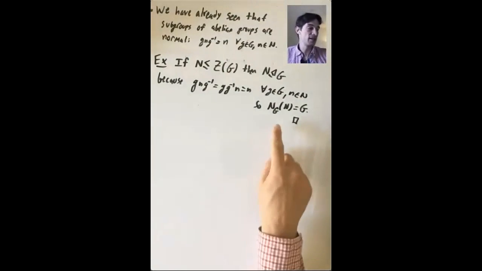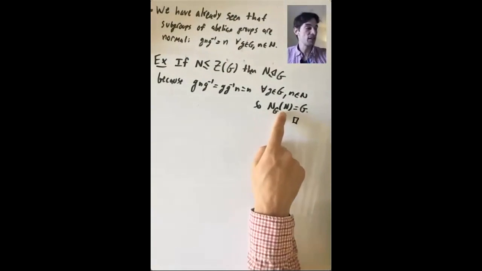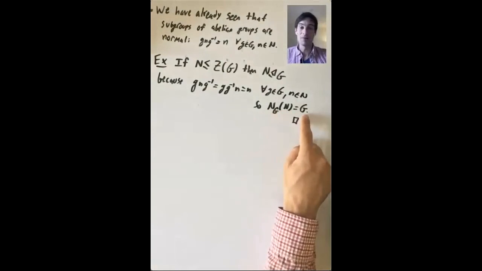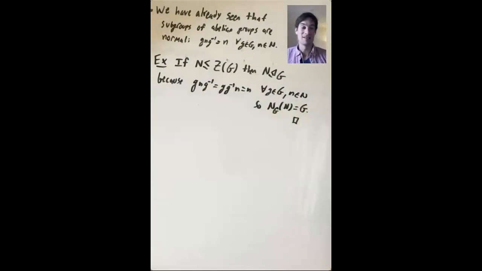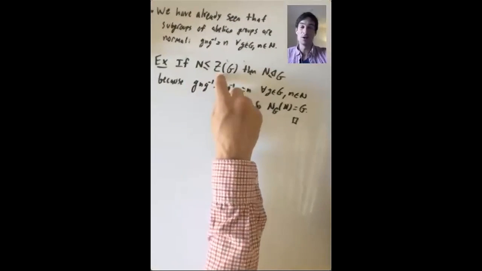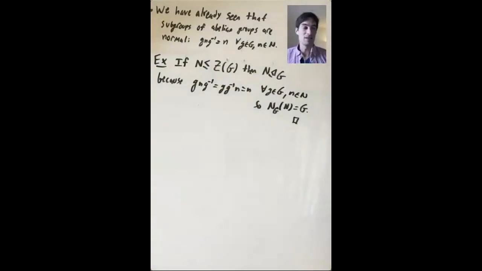So one way to say it is that the normalizer of this subgroup is the entire group, or this subgroup of the center is normal. If you just take N to be the center itself, we can see that the center of a group is always a normal subgroup.